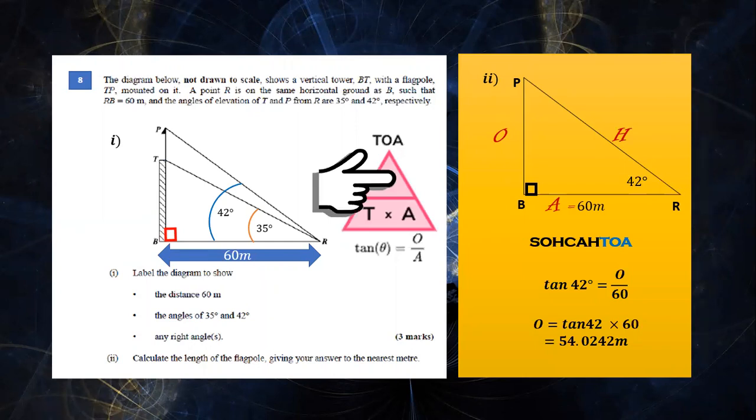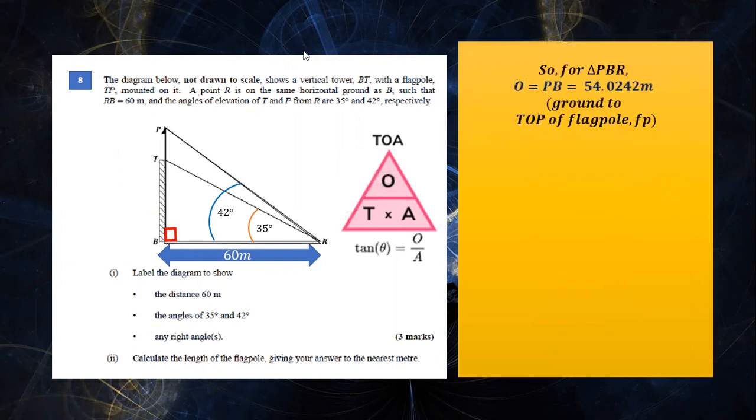Great. Now, so far for triangle PBR, O is equal to PB is equal to 54.024. Right? So that's from the ground to the top of the flagpole. So we can call that, right, FP. Top of the flagpole is going to be called FP.